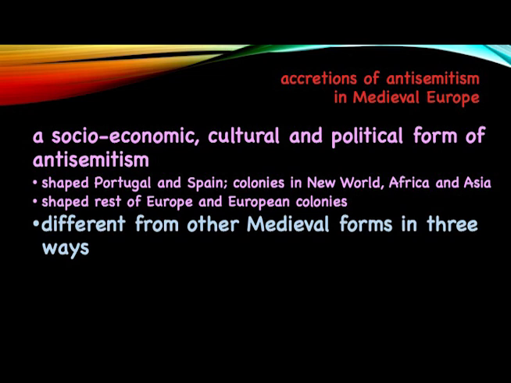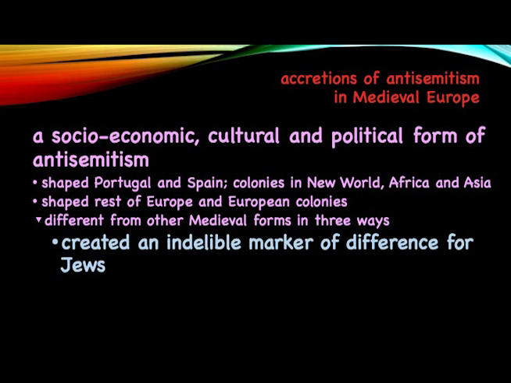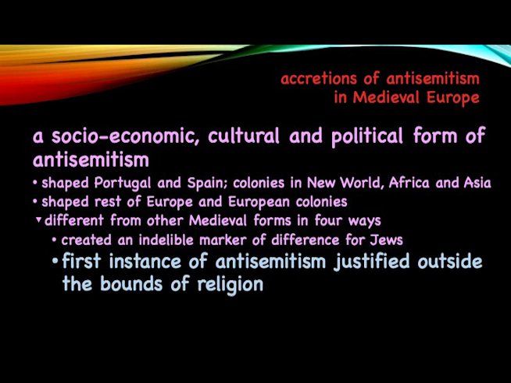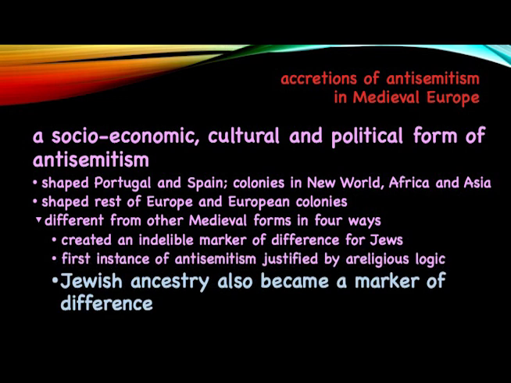It was different from other forms of anti-Semitism in four principal ways. It created an indelible marker of difference for Jews in how it based Jewishness on an imagined Jewish blood that was supposedly different from equally imaginary Spanish and Portuguese blood. This use of blood made it the first instance of anti-Semitism that sought justification outside the bounds of religion. Proponents even argued that baptism had no impact on one's blood. Thus, the offspring of Jewish converts to Catholicism also became suspect. The use of the term conversos demonstrated how Jewish ancestry joined Judaism as a marker of difference in Europe for the first time.